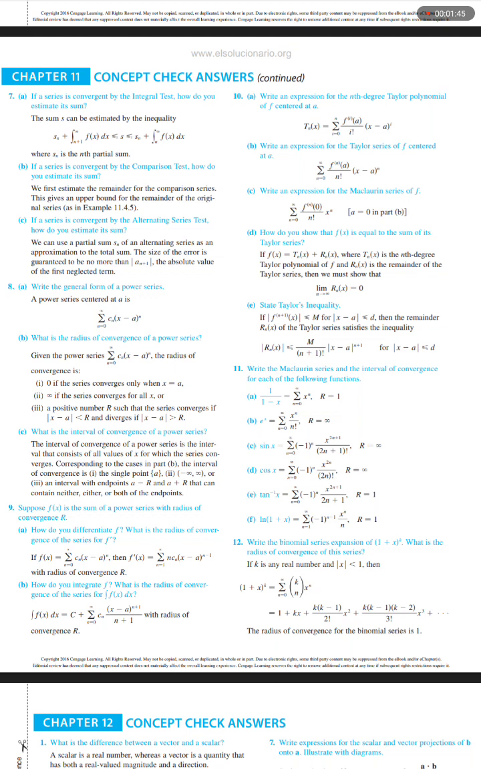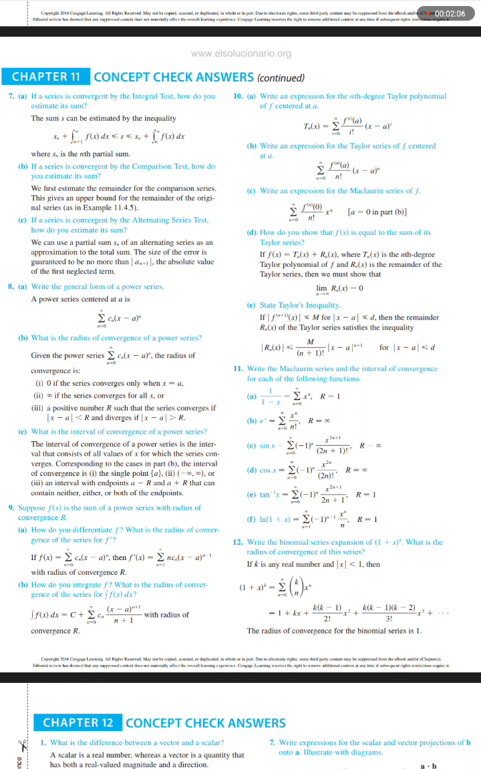Write a general form of a power series. A power series centered at a is the sum from n equals 0 to infinity of c sub n (x minus a) to the power n.